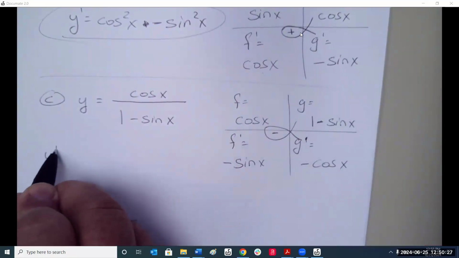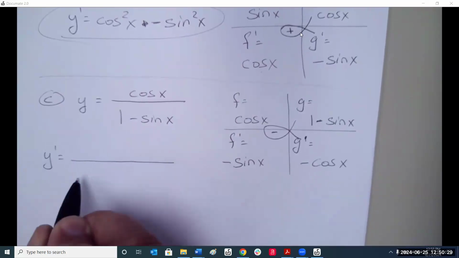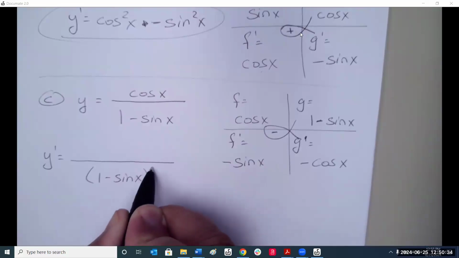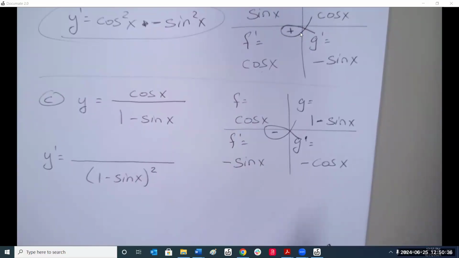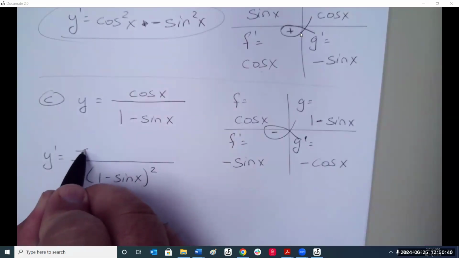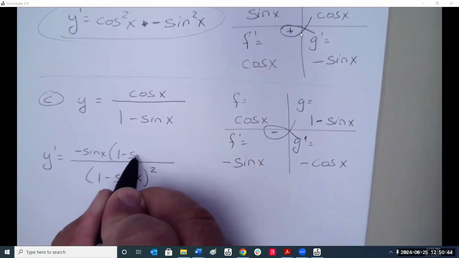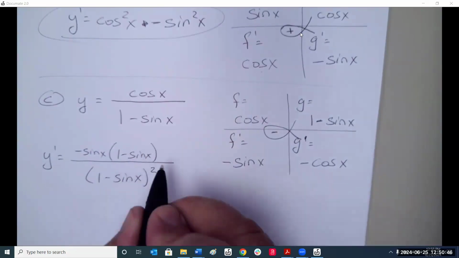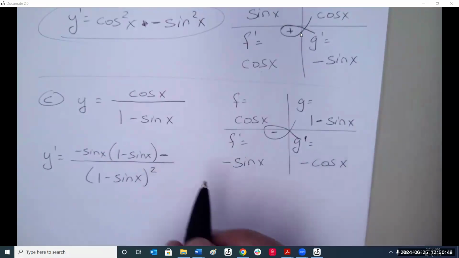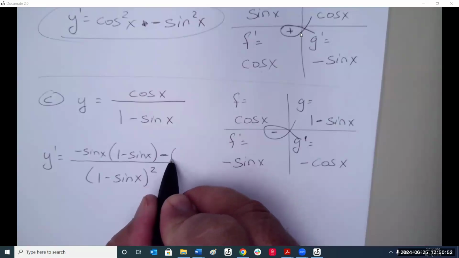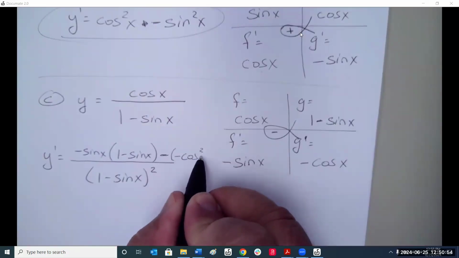So we have y prime. And the bottom is squared. So we have negative sine x times 1 minus sine x minus cosine times negative cosine, which is negative cosine squared.